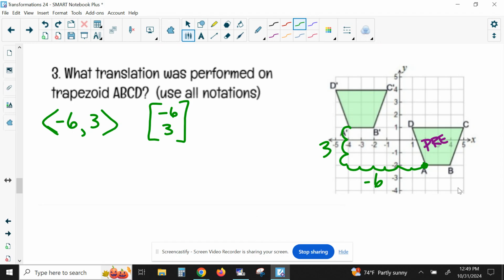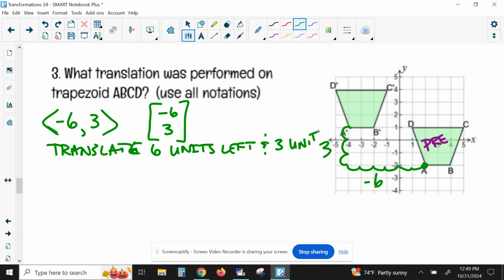What's another way to write it? Go down the list. Look at the fronts. Verbal. Somebody give me words. Translate 6 units left and 3 units up. Got it? That's our words.